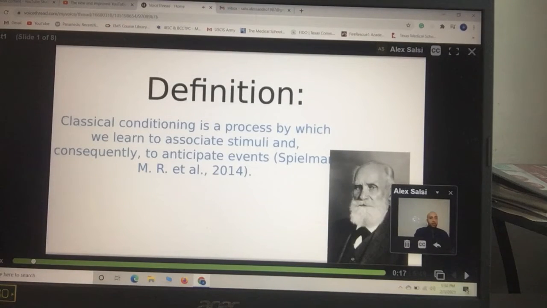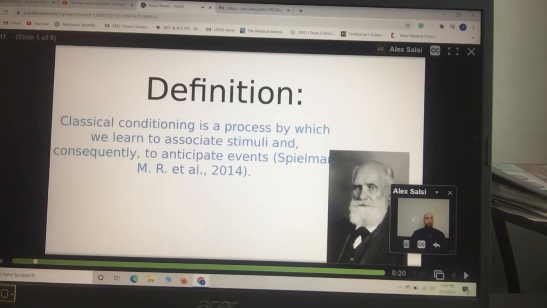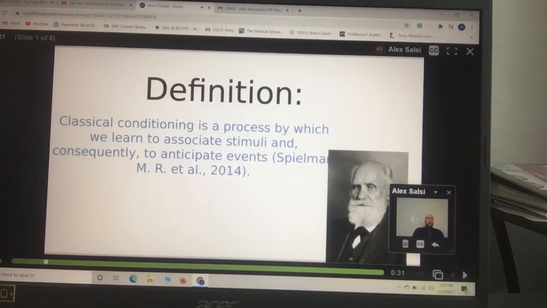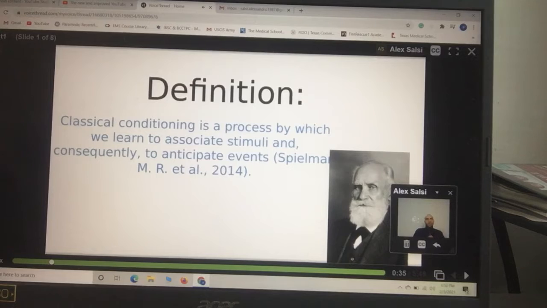Classical conditioning was discovered by Mr. Ivan Pavlov and has been defined as a process by which we learn to associate stimuli and consequently to anticipate events. In other words, organisms learn to associate an input with an event that rapidly follows it.